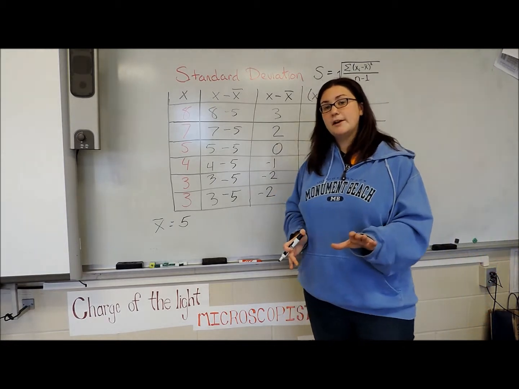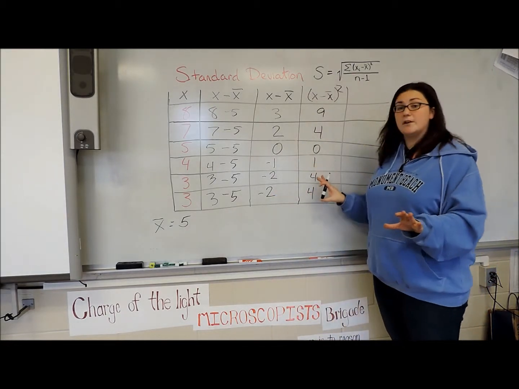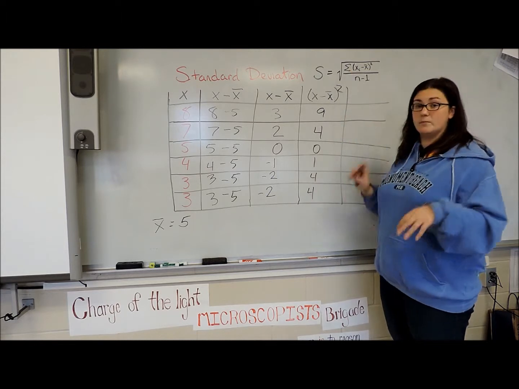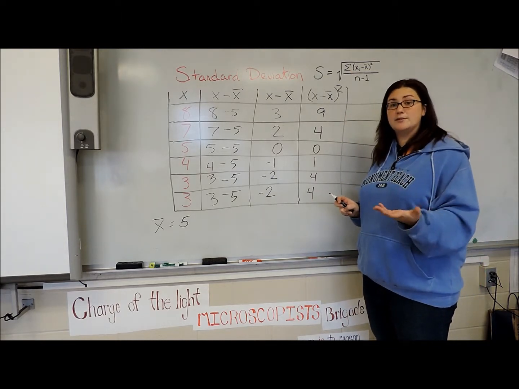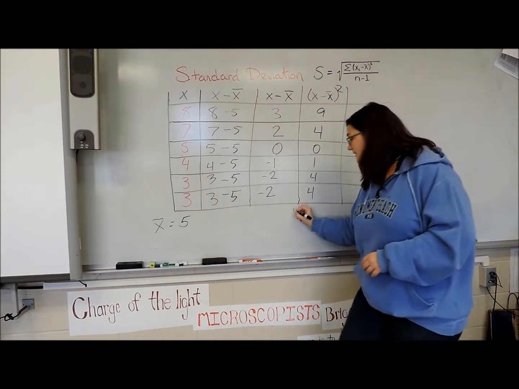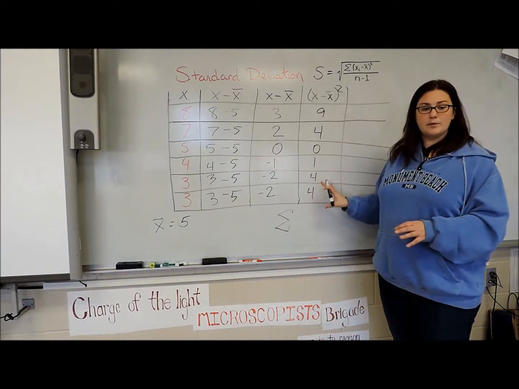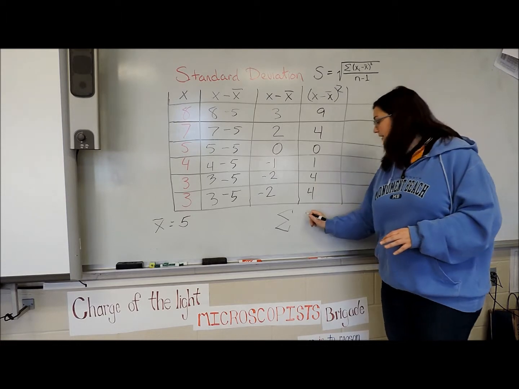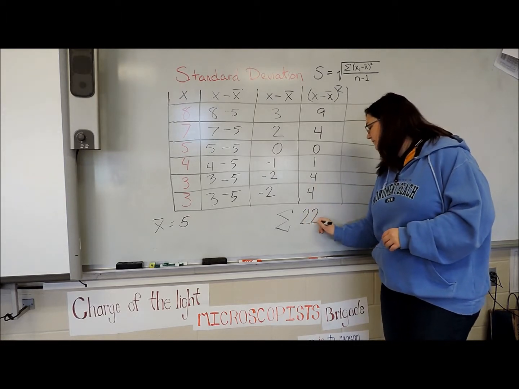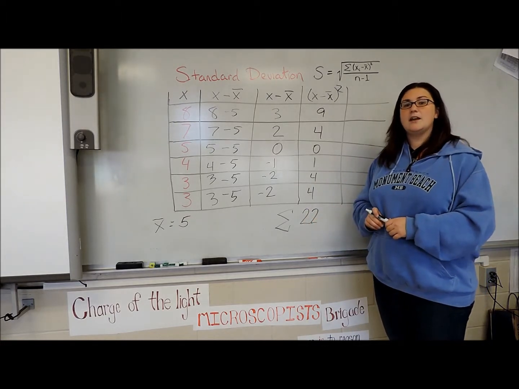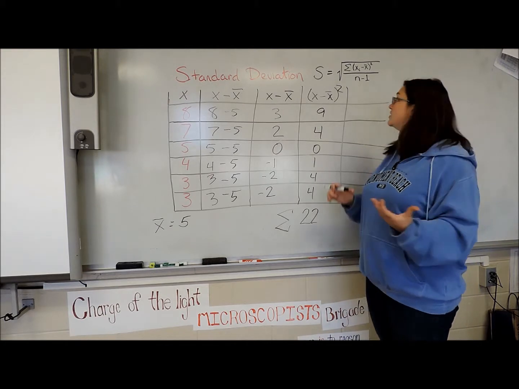Now that we have the squares, what we're going to do is find our sum. We need our sum of squares. So let's add these guys up. Once we add these up, what we are going to get is 22. And now we can look at the rest of this equation.